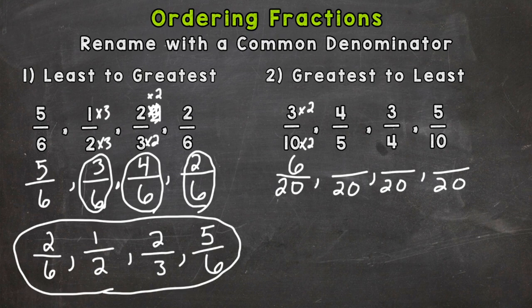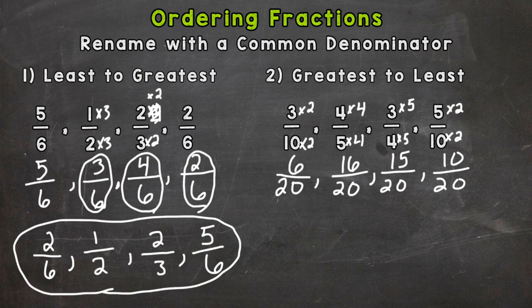Alright, next, I know 5 times 4 is 20, so I need to do the same thing to the top. 4 times 4 is 16. Next, I know 4 times 5 will give me that denominator of 20, so I need to do the same thing to the top. 3 times 5 is 15. And lastly, 10 times 2 is 20. 5 times 2 is 10. Now that everything's out of 20, it's much easier to put these in order.